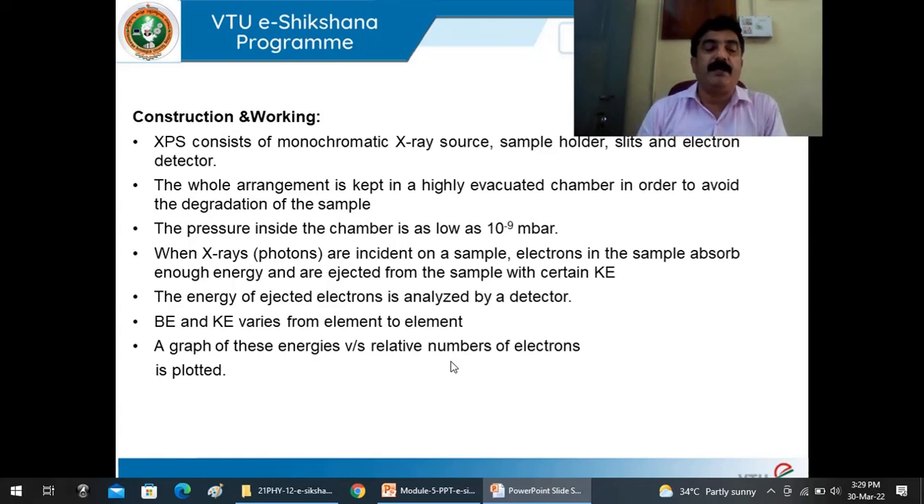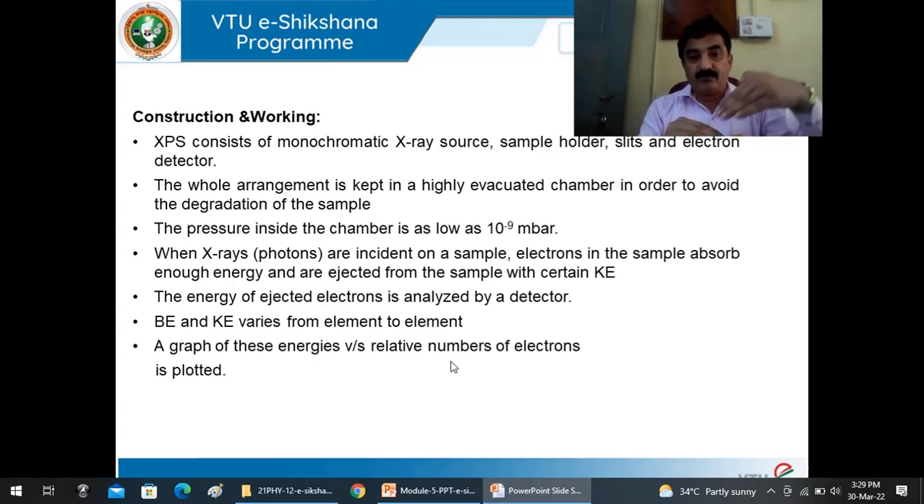Now the construction part. XPS consists of a source. Obviously there must be a source. A sample holder, which is almost similar to our previous instrument. A slit, that is for collimation purposes. And an electron detector. Remember, earlier it was an X-ray detector, now it is an electron detector.